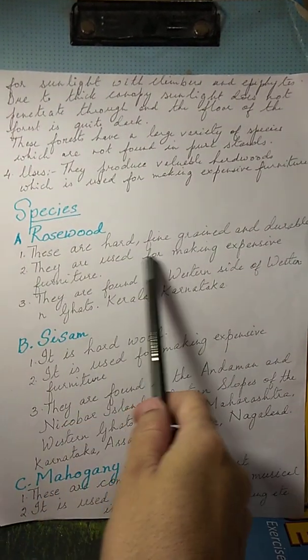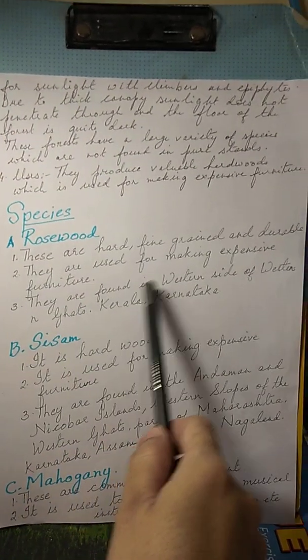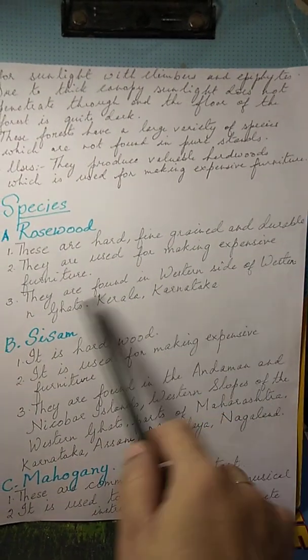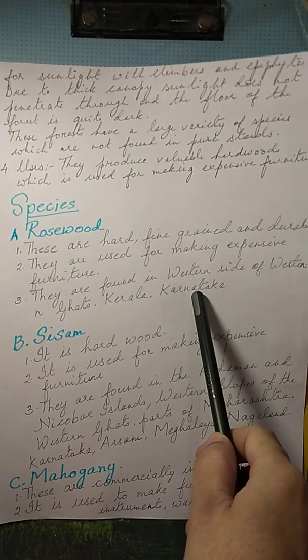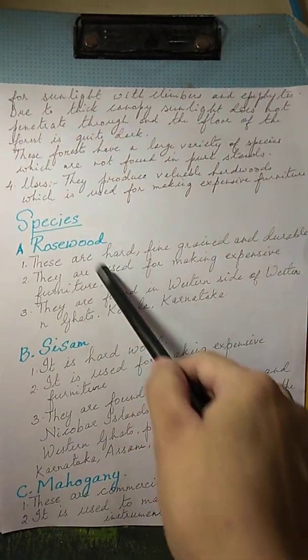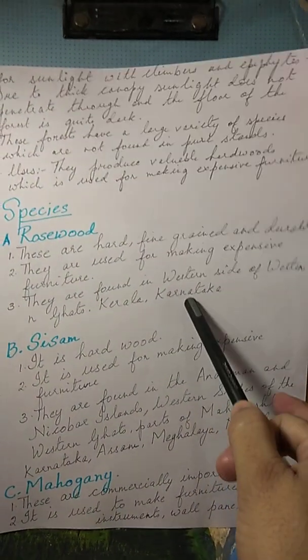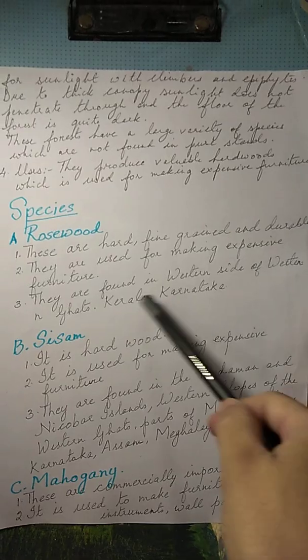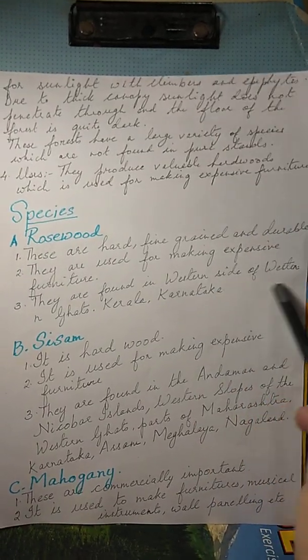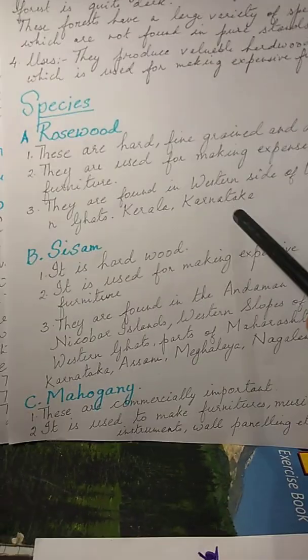The second, they are used for making expensive furniture. And the third, they are found in the western side of Western Ghats, Kerala and Karnataka. Remember, you may be asked about the areas where this species of trees is found, or you may be asked about the states. So I have mentioned both the areas as well as the states. The areas are the western side of Western Ghats and the states are Kerala and Karnataka.